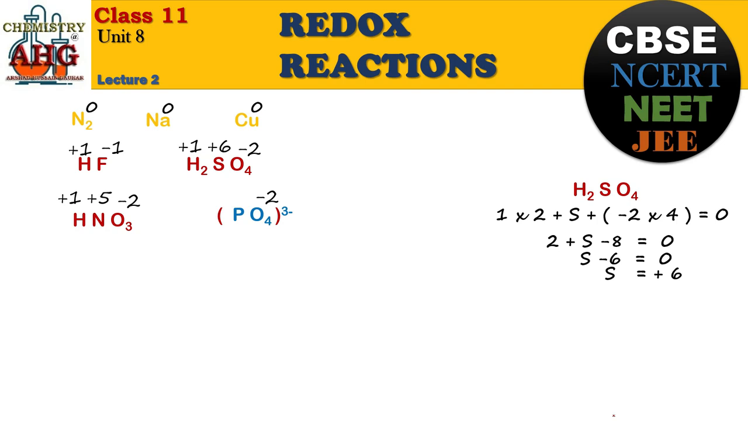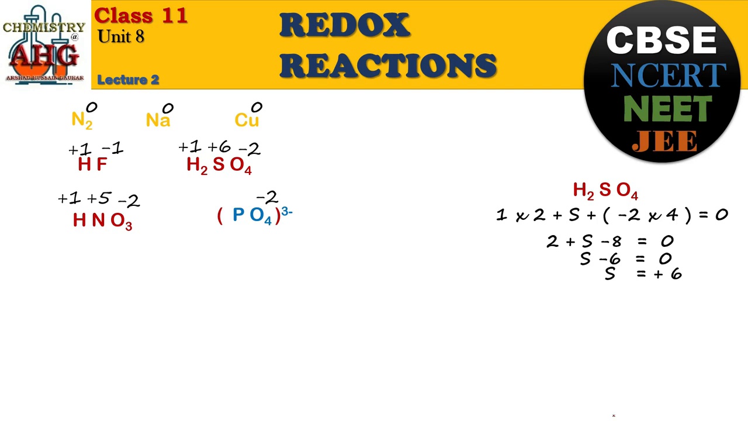Total charge of oxygen is -8, but phosphorus could not neutralize the total charge of oxygen. If phosphorus had neutralized it, then it would have been zero charge overall. But in this case, you have seen the overall charge is not zero. Out of 8 negative, some charge has been neutralized by phosphorus, and still 3 negative charge remains behind.